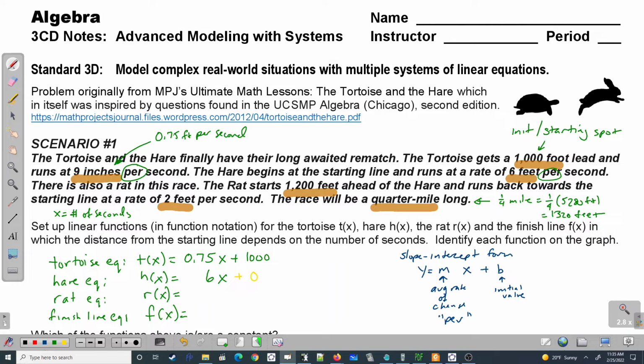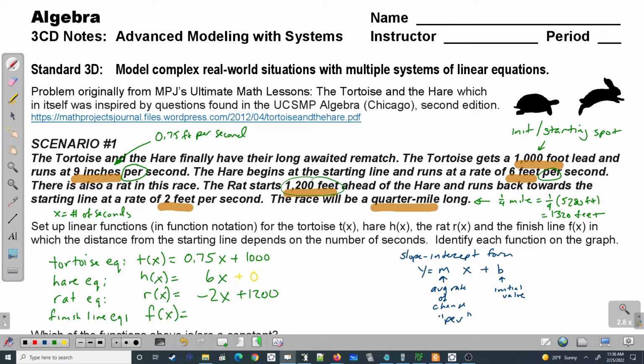But what about the rat? I'm actually going to start with his or hers starting spot, which in this case was right here, the 1,200 feet. So the rat is farther along than everybody else. But the reason I did that is you'll notice that it says that he's running back towards the starting line, which means he's getting closer and closer. He's not adding on to his distance, he's decreasing his distance. So that's why he's going to be a negative 2x. Finally, the finish line.